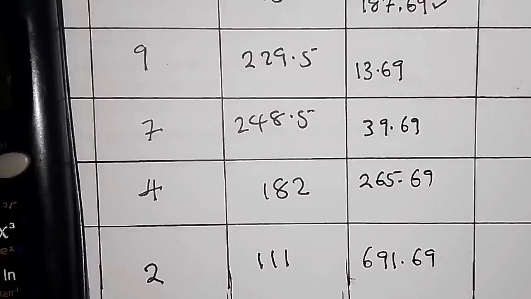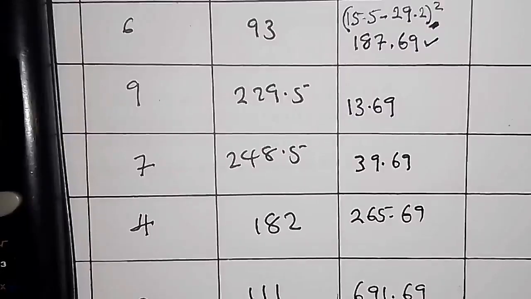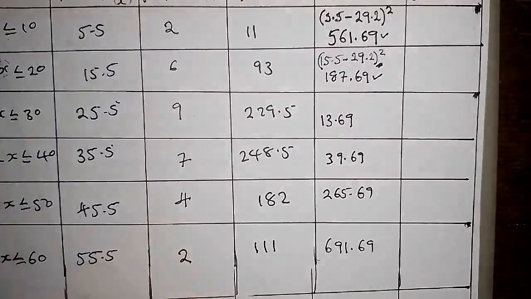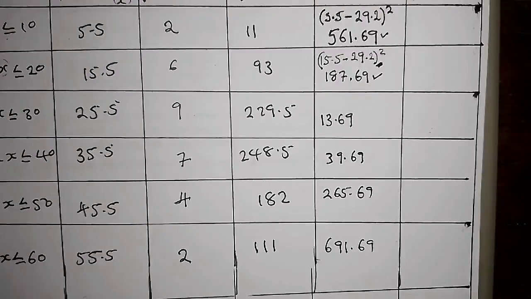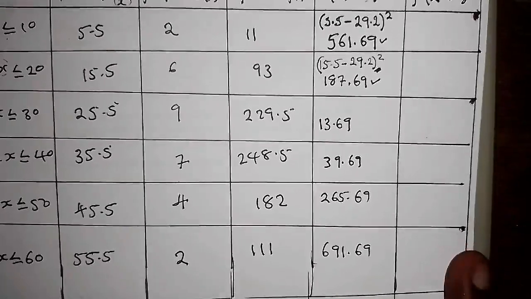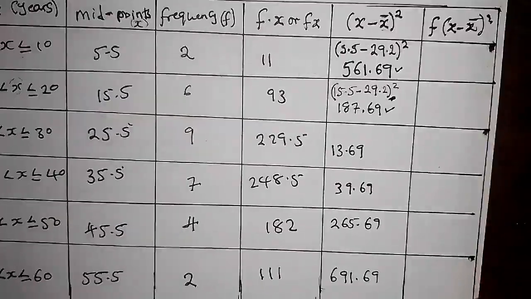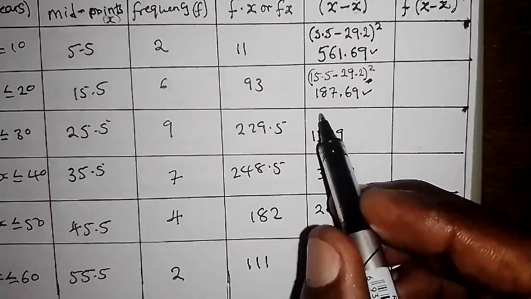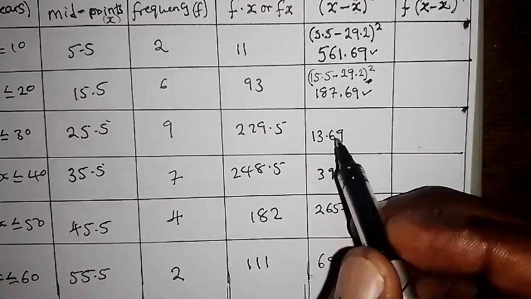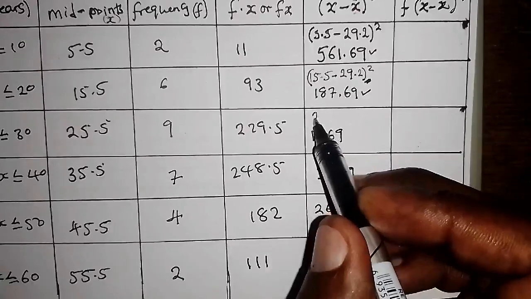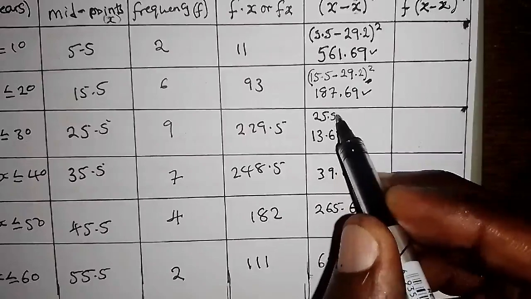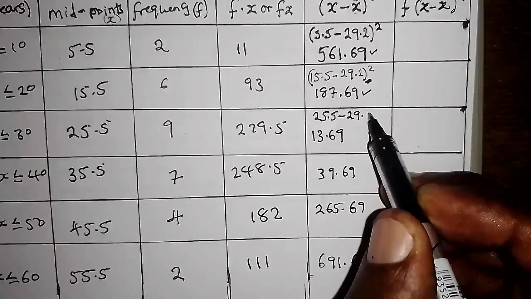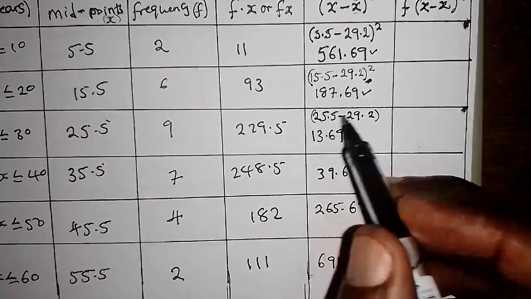I hope we are getting the same numbers. Just confirm. So the idea is just the same thing. On this one, it's just to walk you through. It's just 25.5 minus the mean 29.2, then in bracket you square it.